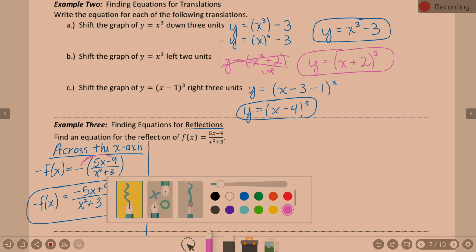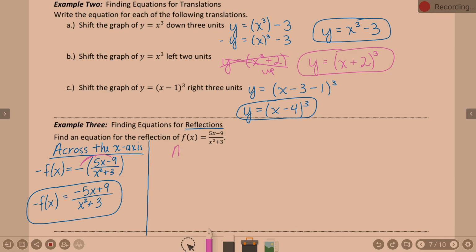Okay, now let's look at reflection across the y-axis. For reflection across the y-axis, you're going to do f of negative x. That means you make all the x negative, correct? Up above, reflection across the y-axis says f of negative x. So in your equation, every place you see an x, it becomes negative x.